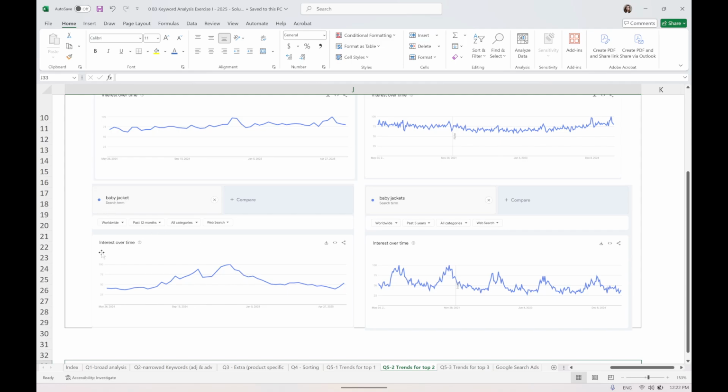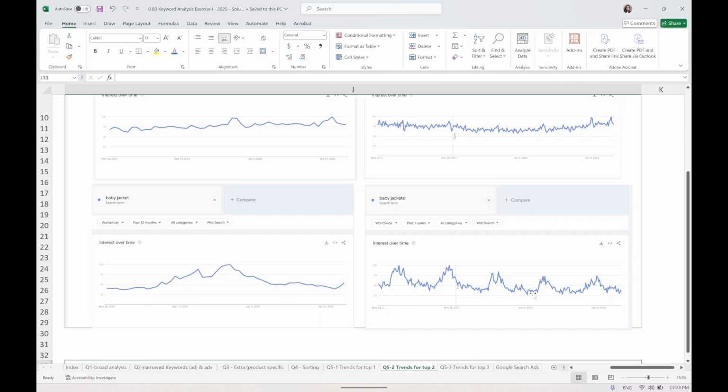So baby jackets. Let's take a look at baby jackets. In the past 12 months, it seems like in winter there is a seasonal high peak, and you can see this high peak year after year. But over the years, you can see that it was around 50, and then all the way to 100. Now it is sinking down a little bit, and more of the trend line is below the 50, rather than above the 50.